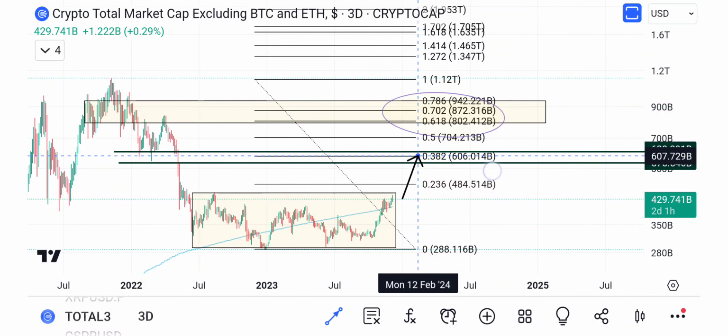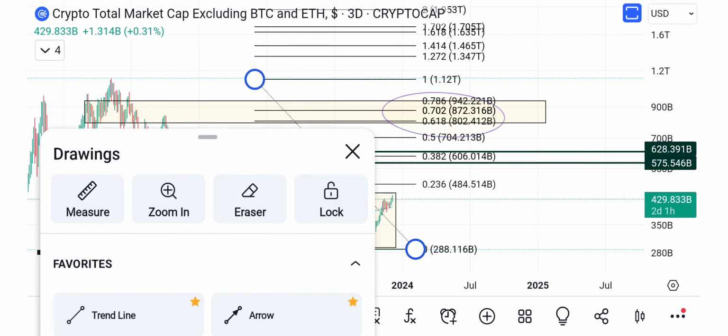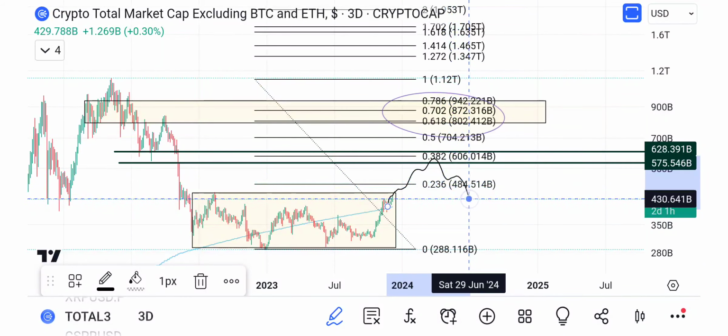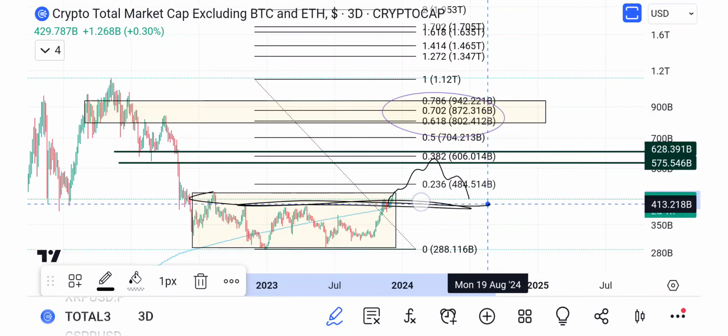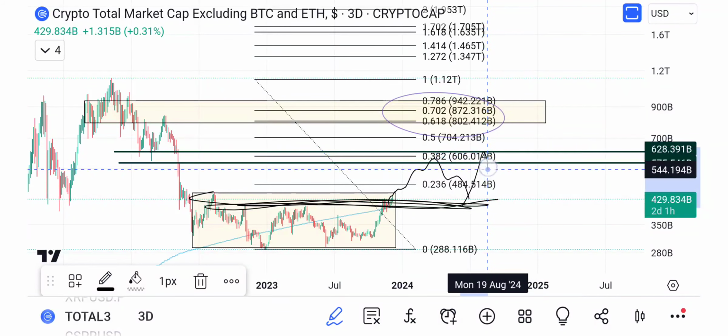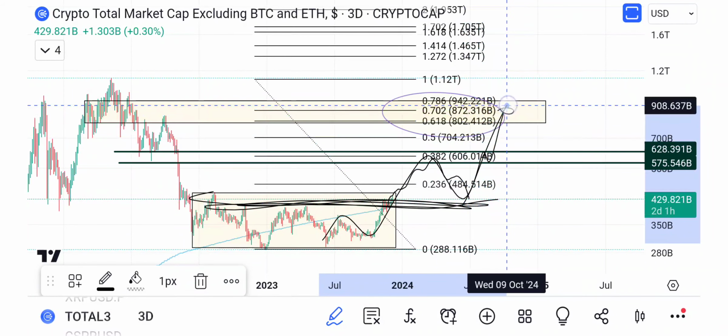Now, if we stall out right here and start coming back down, then two things could happen. Either a backtest. So we break out, we come up here, then we come down and backtest this whole base down in here. That would be part of the 5 waves to the upside. So then we would come back up like this, a 1, 2, 3, 4, 5. We get up here, and then the decision needs to be made. If we can get above 942 billion, I believe we're in a new bull market.